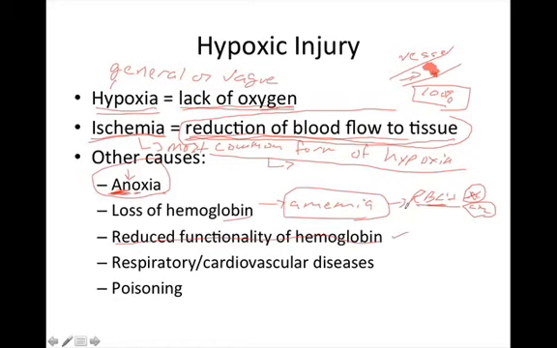Like sickle cell anemia would kind of go in between both of these, because the hemoglobin is present, but it doesn't function properly. Severe metabolic acidosis or alkalosis, or very severe temperature changes within the body, because you remember your oxyhemoglobin dissociation curve. If we have severe pH or temperature changes, that's going to reduce the functionality of hemoglobin.